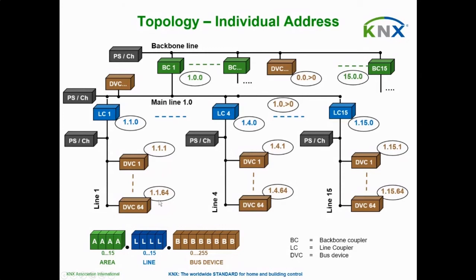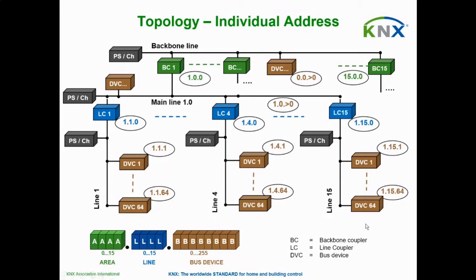Very often I've seen people start devices at 1 to 10. They might leave a gap and go 15 to 20. They might need another gap and go whatever it is, especially where you're doing shop fit outs and things like that, where you're running around a building. Important to remember is, as I've said before, area goes to 15, line goes to 15, and bus device can go up to 255. It's a 4-bit, 4-bit, 8-bit signal. So in total, it's a 16-bit address. You never need to worry about this.